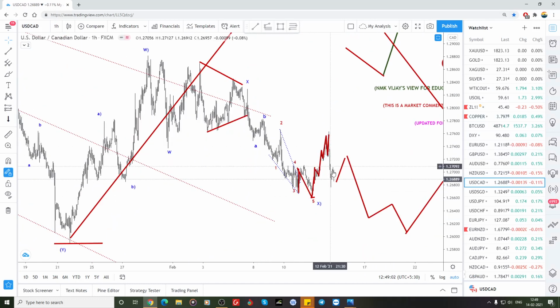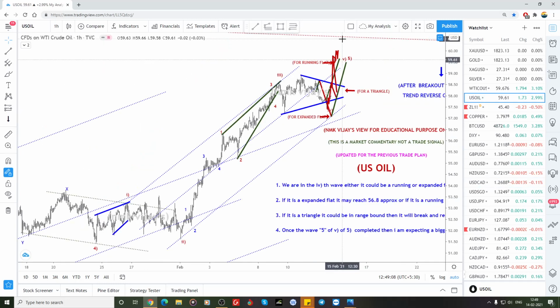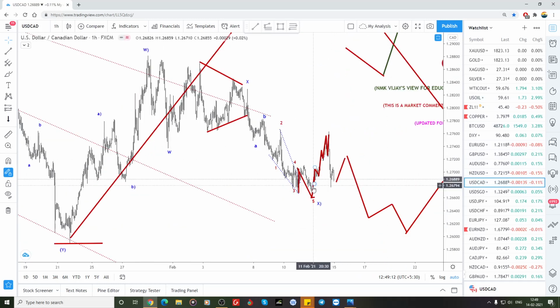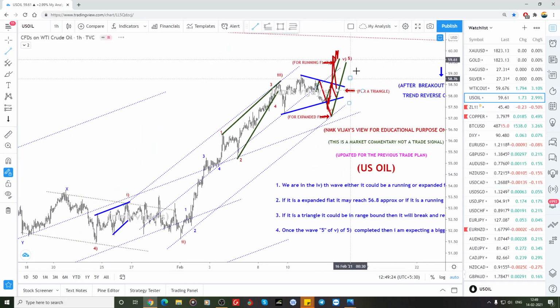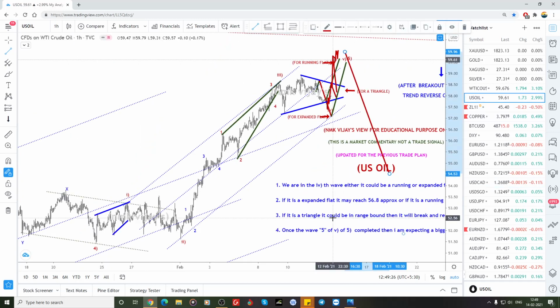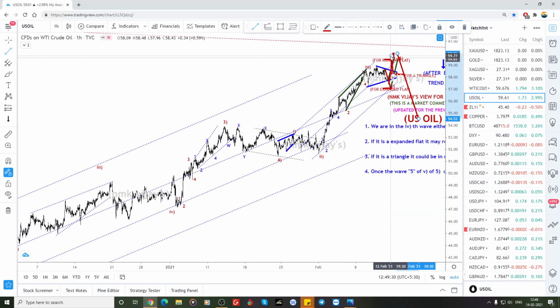See, if it is like this, US oil can still go above the high. But if it bounced from here, what I said, this is the fifth wave, and if it bounced from here itself after making one more low, the US oil also dropped from here. So that is why I have entered. Let's see how it moves.